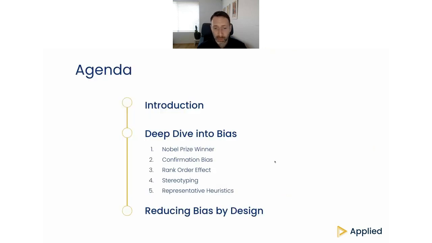In terms of what I'm going to take you through, it's really going to be a deep dive into these 5 biases. I'll start talking a little bit about the applied community and what we do and which resources we offer up for free so that people can recruit in a fairer and more inclusive way. But these are the 5 biases I'm going to take you through: Nobel Prize winner, confirmation bias, rank order effect, stereotyping, and representative heuristics, followed by a little bit of the philosophy that we recommend for how to reduce bias by design in your recruitment process.